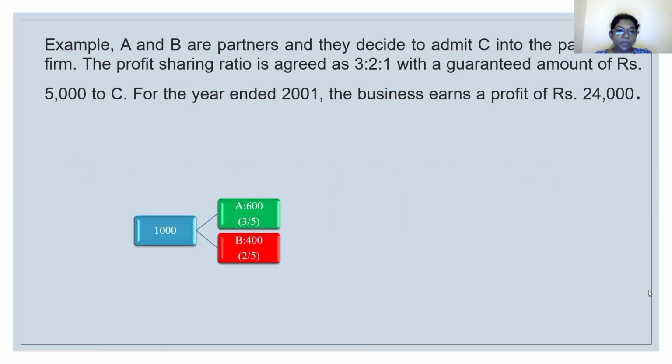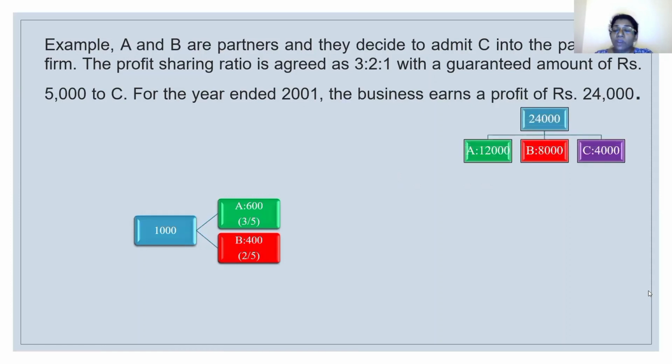In this example, you can see A and B are partners, and they decide to admit C to the partnership of the firm, and the profit sharing ratio in the new partnership was 3:2:1, with a guaranteed amount of 5,000 to C. For the year ended 2001, the business earned a profit of 24,000. So we are going to distribute this 24,000 among A, B, and C according to the 3:2:1 ratio. Then the profits are 12,000, 8,000, and 4,000.